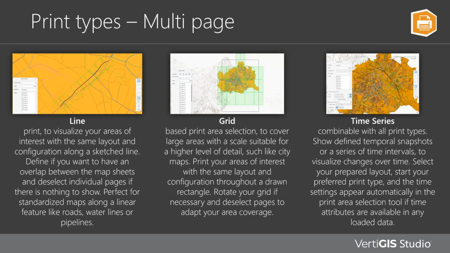Multi-page prints are coming. Being able to go along a line, so I don't know if you can really see the colors here, but we're moving along a line and there's all these green rectangles. Each one of those green rectangles represents an individual print that will be put together into a multi-page print book, or grid-based or time series. And so these are features that will be released with the ArcGIS Pro version of VertiGIS Studio Printing on release.